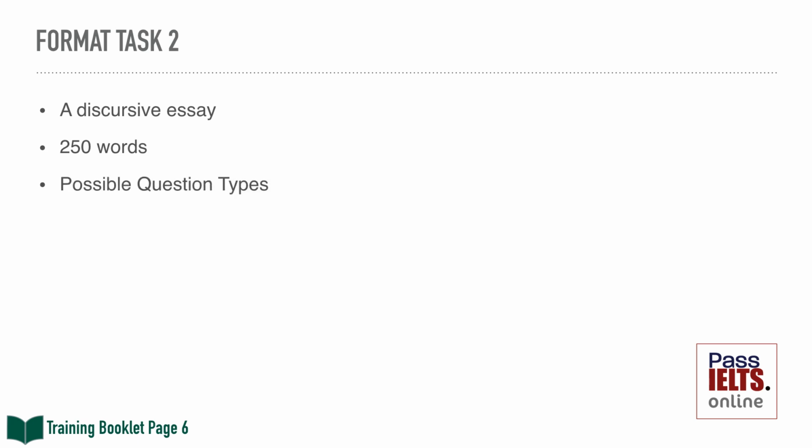Now let's look at the format for task 2. Task 2 is a discursive essay, which means an essay with discussion and arguments in it. It is a minimum of 250 words. There are 3 possible question types which you need to be aware of, as your answers will vary according to the type of question and how many parts there are to the question. In all the question types, you need to give arguments and support them. Here are the 3 types of questions, which you can also find in your training booklets.